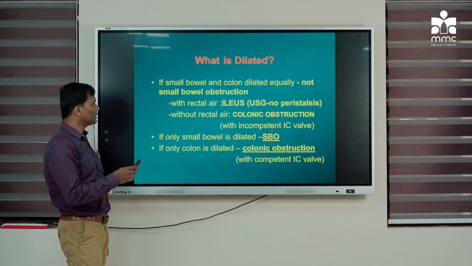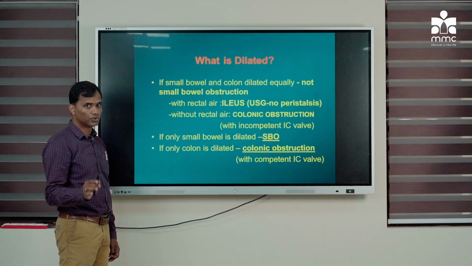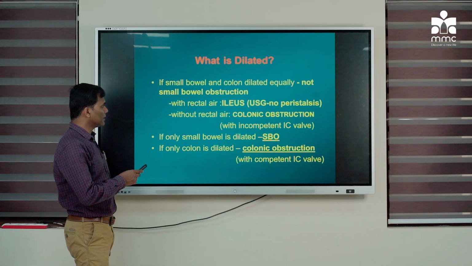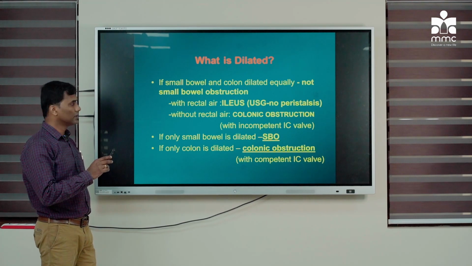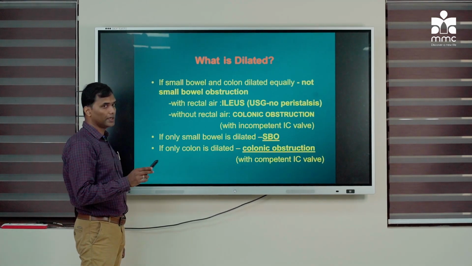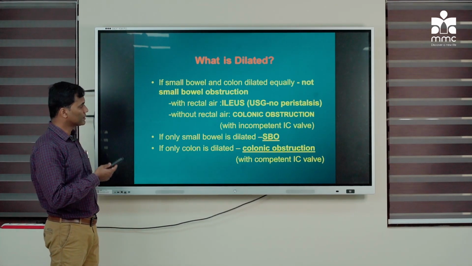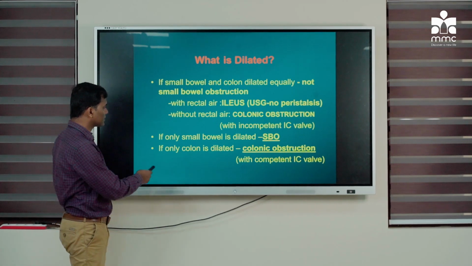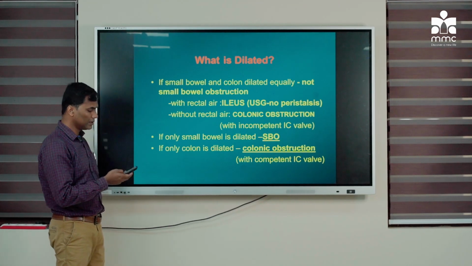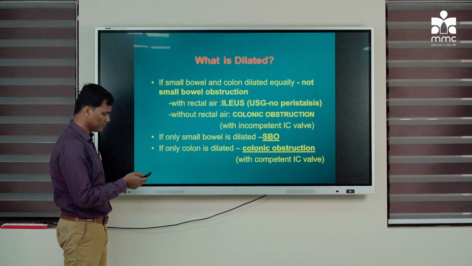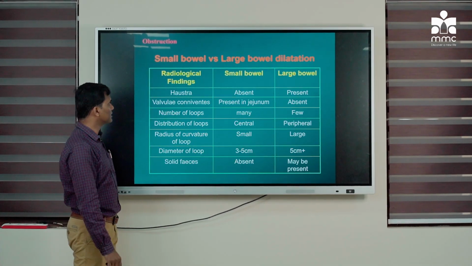If both are dilated with rectal air present, then it is paralytic ileus and USG shows no peristalsis. If rectal air is not there and small bowel and large bowel are dilated, then it is colonic obstruction with incompetent IC valve. Because of the incompetency, the dilatation will extend into the small bowel also. Unlike if only the colon is dilated, that is colonic obstruction with competent IC valve, and if only small bowel is dilated, it is small bowel obstruction. So let us see the differences.